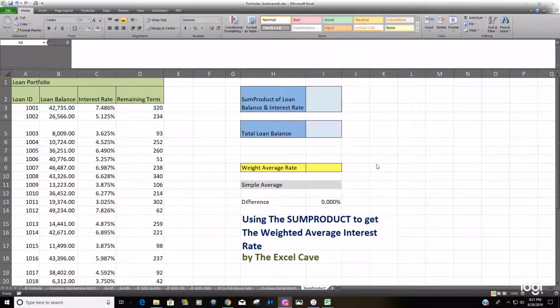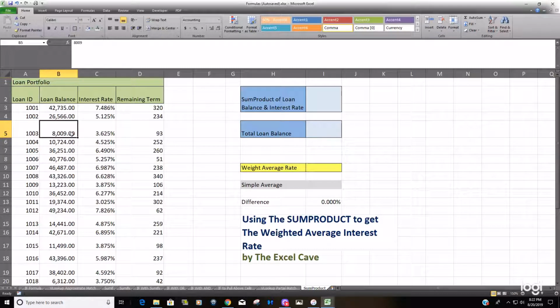Today we're going to talk about using the SUMPRODUCT in Excel to calculate the weighted average interest rate on a pool of loans. The weighted average by definition is simply the average of something, whether it be rate or term or whatever you're looking at, based on a weighted factor. In this example, the weight would be the loan balance. We're looking at the weighted average interest rate, and the weight is the loan balance.